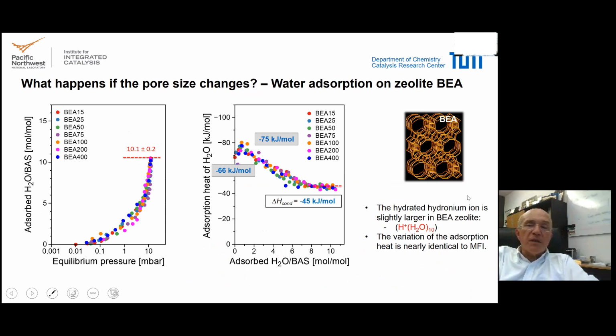Now, if we go to a different size of a material, in this particular case, it's beta, and this has a somewhat over 6 nanometer diameter, which is a large difference. You will see that we see a very similar change in energy. We see also the self-limitation, but this time, this self-limitation stops at 10 water molecules and not at 8, as in the case of MFI. So we have 2 cases where we see that the pore size influences the size of these clusters, but in principle, the chemistry remains the same.